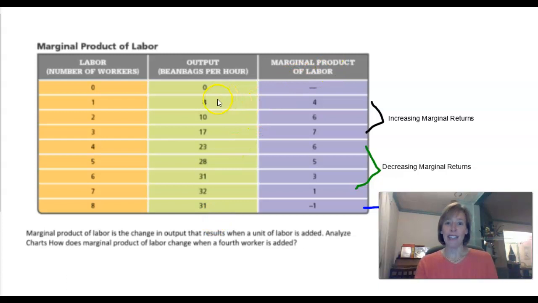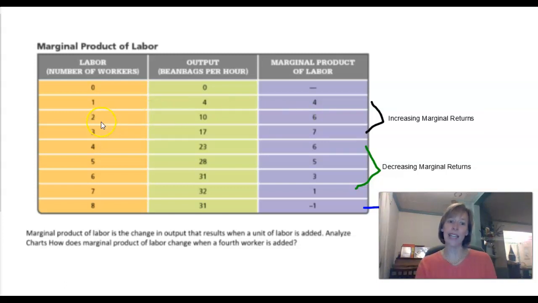Marginal product is calculated by looking at the difference when we add 1 unit of input. So when we went from no workers to 1 worker, and we made 4 bean bags, our marginal product was 4. We produced 4 more bean bags by having that person there. We added another worker, so now we have 2 workers. We were able to make 10 bean bags in an hour. 4 up to 10, so it's a positive 6 for our marginal product.